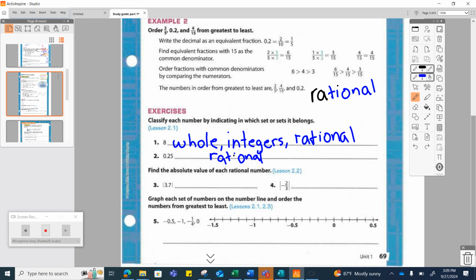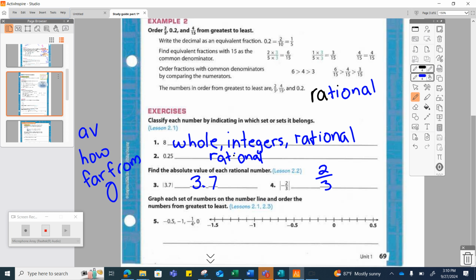Let's talk about finding the absolute value of each rational number. Absolute value means how far from 0 on a number line. The absolute value of 3.7 is 3.7. The absolute value of -2/3 is just 2/3. -2/3 is 2/3 of the way from 0. Graph each set of numbers on the number line and order the numbers from least to greatest.